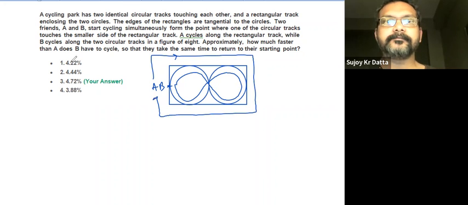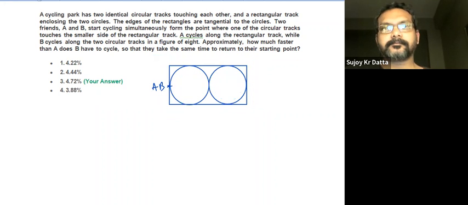And it's asking how much faster does A have to cycle so that they take the same time to return to their starting point. So they have to both return here at the same time. So A has to cover more distance, right? If I assume that the radius is R, then if I just were to draw a dotted line like this, imaginary.